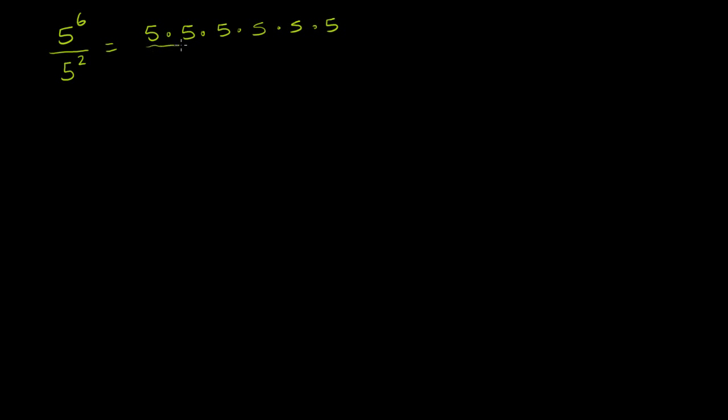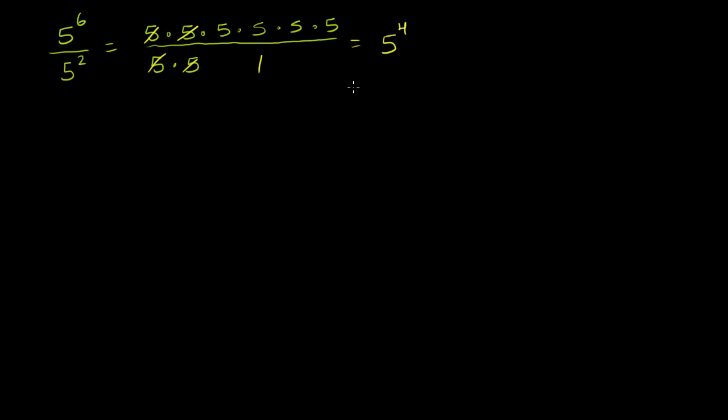And 5 squared, that's just 5 times itself 2 times. So it's going to be 5 times 5. Well, we know how to simplify a fraction or a rational expression like this. We can divide the numerator and the denominator by 5, and then these will cancel out. And then we can do it by another 5, or this 5 and this 5 will cancel out. And what are we going to be left with? 5 times 5 times 5 times 5 over, well, you could say over 1. Or you could say that this is just 5 to the 4th power.